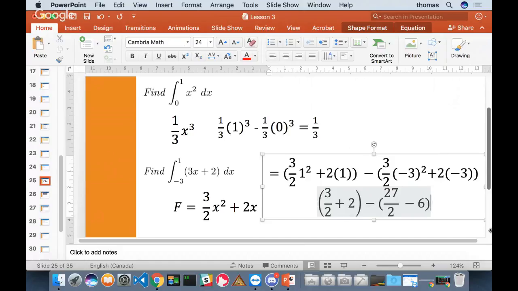And let's take a look at this. Do you see that? I've substituted the maximum value into the first, and the minimum value into the second, and then I get the definite integral between a range of numbers from the minimum to the maximum.